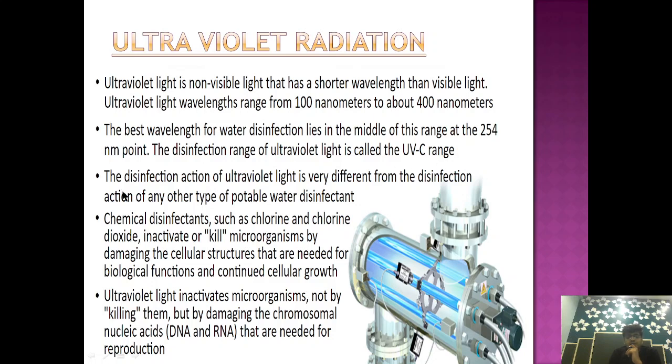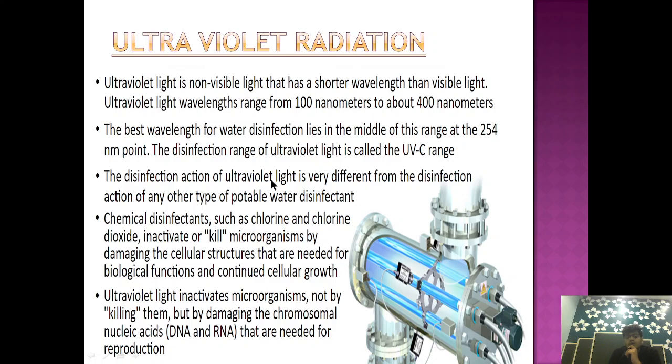The disinfection action of ultraviolet light is very different from the action of any other type of potable water disinfectant. Chemical disinfectants such as chlorine and chlorine dioxide inactivate or kill microorganisms by damaging the cellular structures that are needed for biological function and continued cell growth. Here we are talking about what a chemical type of ballast water treatment system does: it damages the cellular structure.